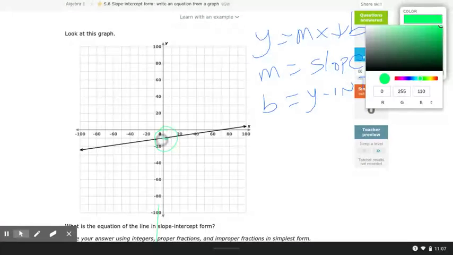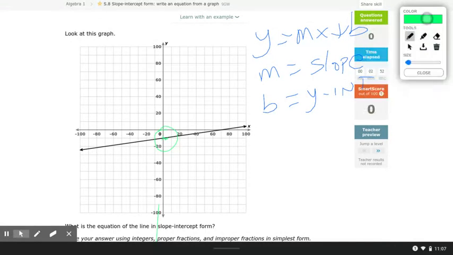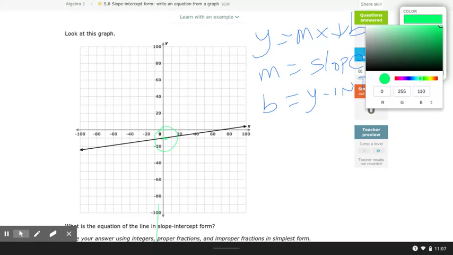One thing we need to pay attention to is this is not 1, because this is counting by 20s, which means the line in between is going to be 10. So my y-intercept is negative 10. I'm going to write negative 10 down here because I'm filling in my slope-intercept form, which will be y equals something x minus 10.